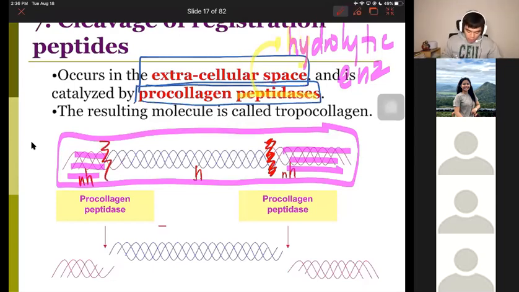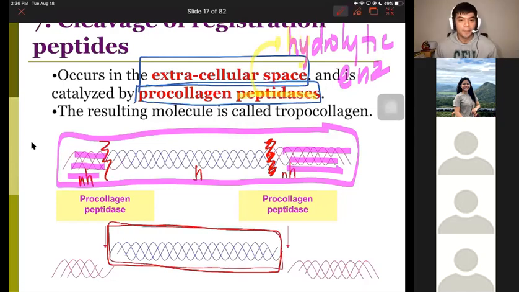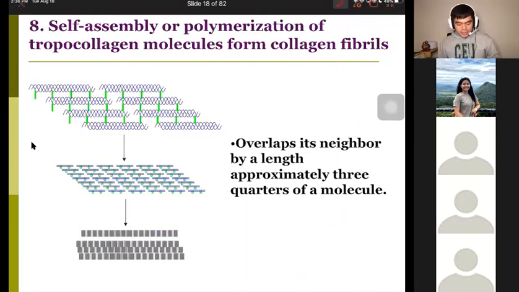Kaya pansin nyo, anong natira sa gitna? Yung helical o non-helical? Helical. So naputol. Okay, naputol na siya. Nagets nyo ba? Okay, anong tawag sa naputol? Tropocollagen. Okay? Ang tawag ay tropocollagen. Medyo confusing yung pangalan, di ba? Pre-pro-alpha, pro-collagen, tropocollagen. So please observe the names. Okay? Observe the names.